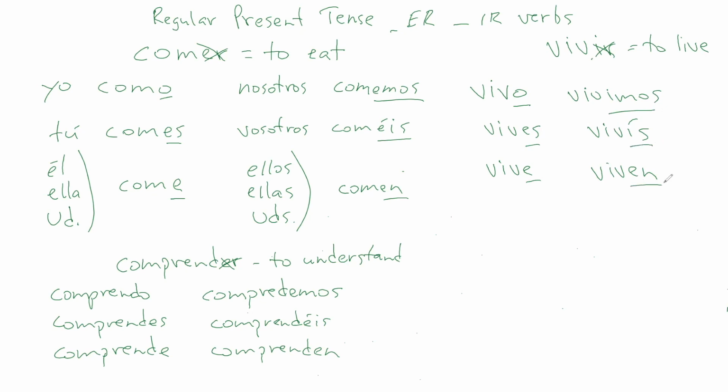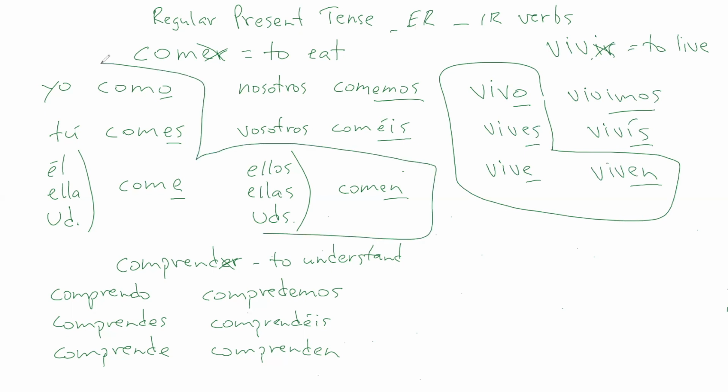So you notice something? Well, they're very similar to our ER endings, right? So these four are the same for ER and IR, right? The yo, tú, él, ella, usted, ellos, ellas, ustedes. The nosotros and vosotros are different.